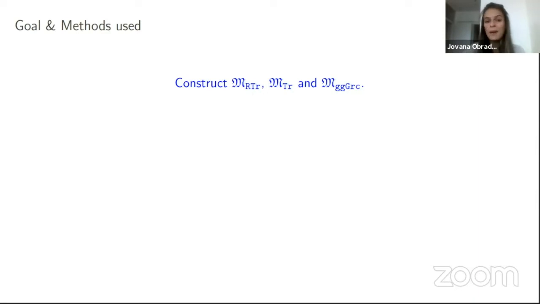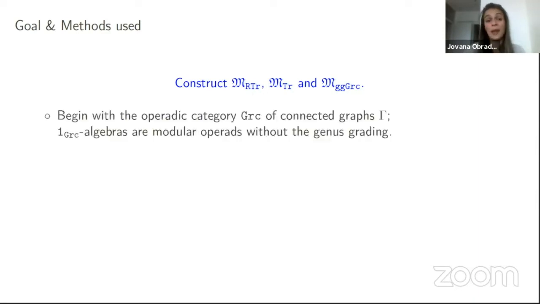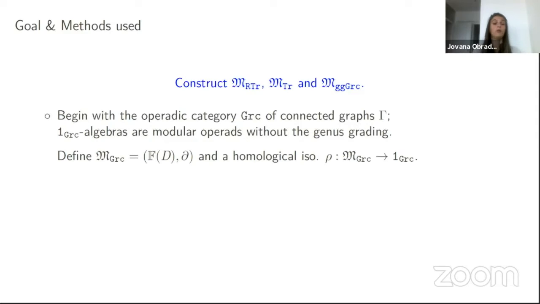Okay, so in fact, we worked in the operadic category GRC of connected graphs. So this category lies between the category of trees and the category of genus graded graphs. Concretely, the algebras for the terminal GRC operad are precisely modular operads without the genus grading. Okay, and the minimal model that we constructed explicitly was precisely the minimal model for that terminal operad.